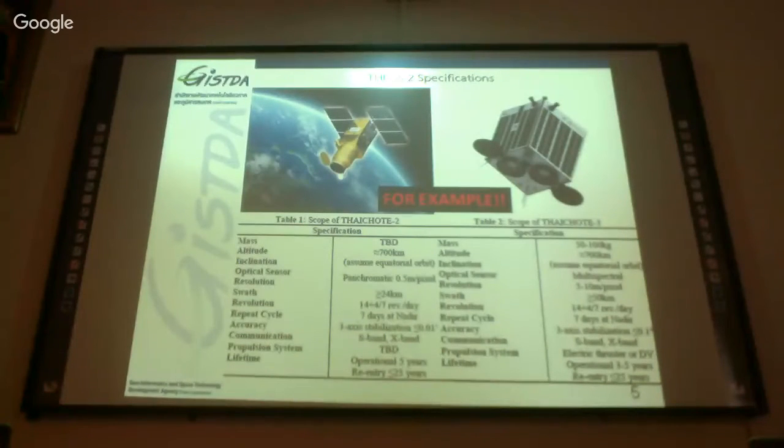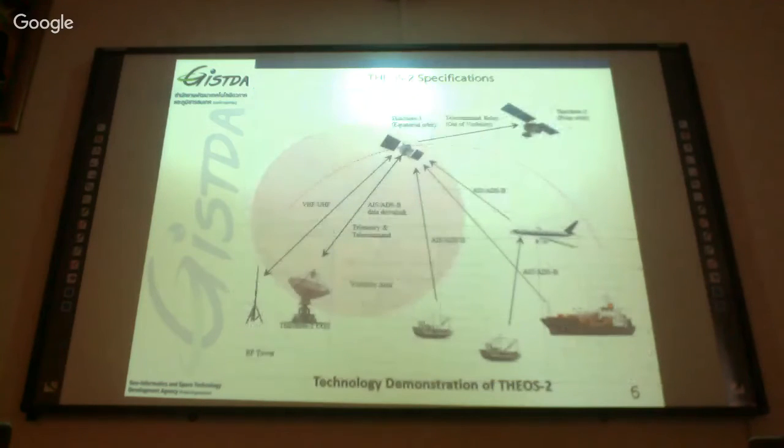We aim to decide this now in the negotiations. So we will launch it together, or we will launch separately. One is a polar orbit, and another one is an equatorial orbit. This is the technology demonstration.